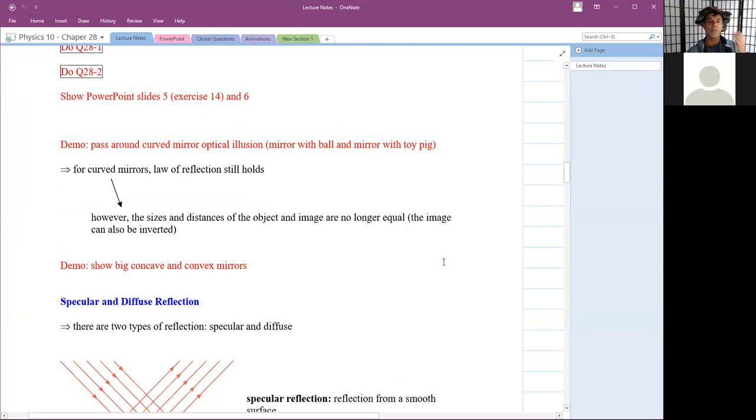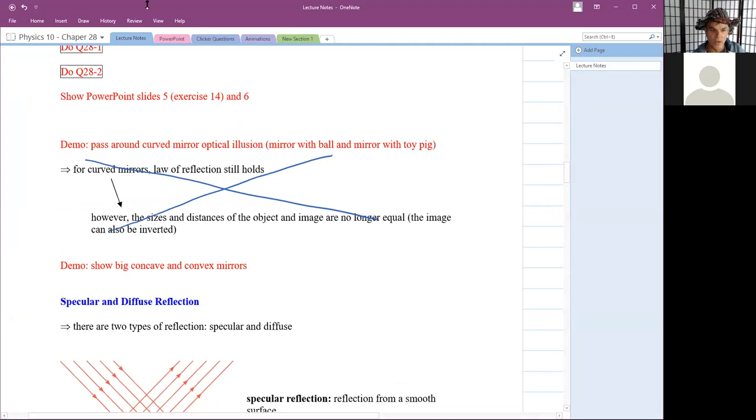Not going to talk about curved mirrors, but there's two other kinds of mirrors that generally you'll see. One of them is called a concave mirror, and the other one's called a convex mirror. But I don't have these mirrors with me. I can't really show you any demos, so do not worry at all about curved mirrors.